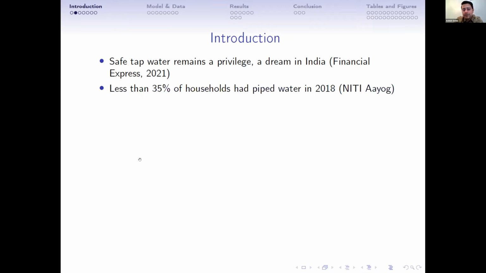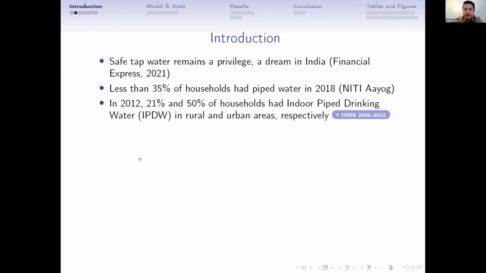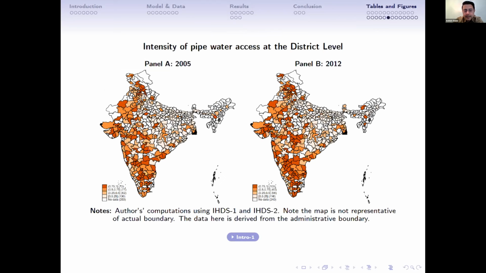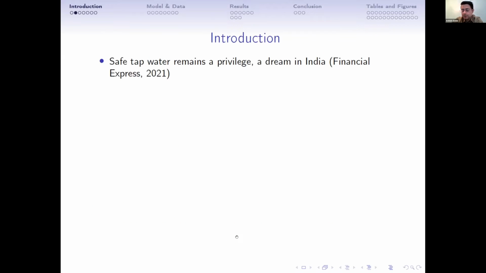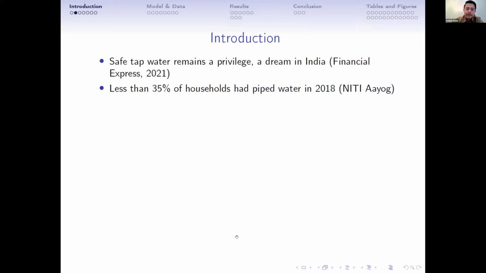Only less than 35% of households in India have access to piped water. In rural areas, access to piped water is much lower than in urban areas. As you can see in this figure, the darker regions represent more access to water, whereas the lighter regions represent lesser access. This data is classified at the district level. Between 2005 and 2012, there has been some significant improvement in access to water, and that is the policy that we are using for our empirical exercise in this paper.